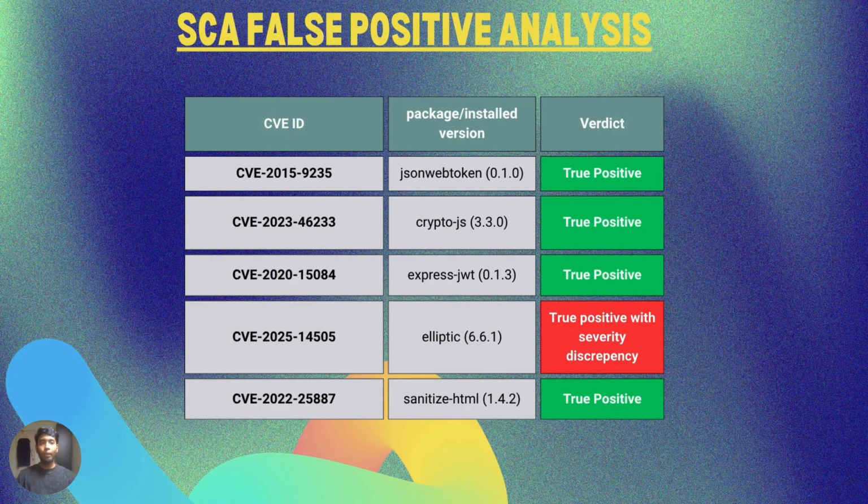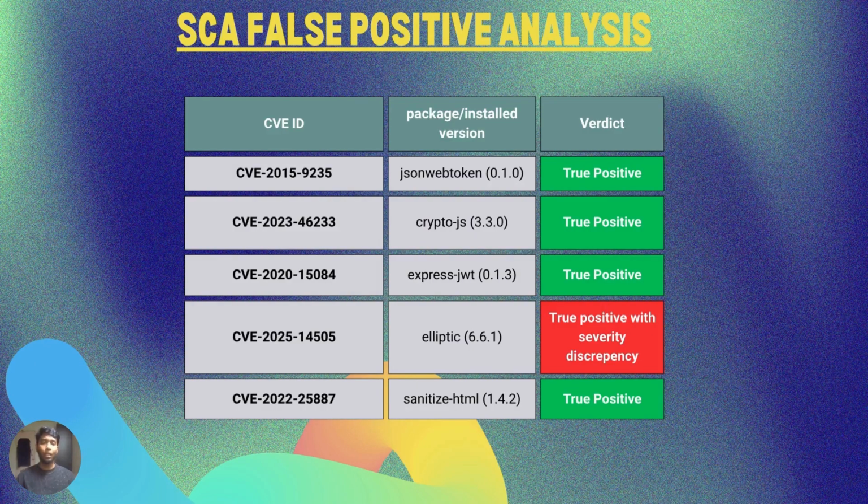To determine the accuracy of our scan, we randomly tested 5 samples for false positive analysis. If we look at the package or installed version here, all of these five were marked as critical. So the first one is the JSON Web Token version 01.0, which is a true positive. The second one is Crypto JavaScript version 3.3, which is also a true positive. And all of these were verified against the GitHub Security Advisory. The third one we took is the Express JSON Web Token, which is also a true positive.